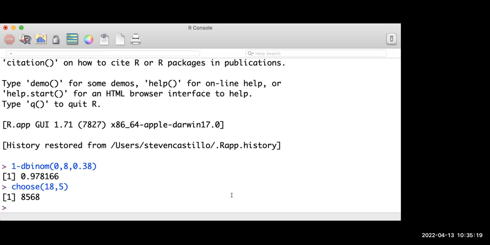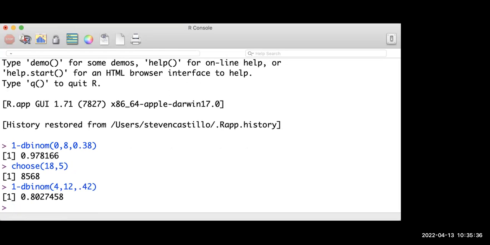And so I have here 1 minus dbinom 4, 12, 0.42. And so I get 0.8027458. Let me type that into my iPad.